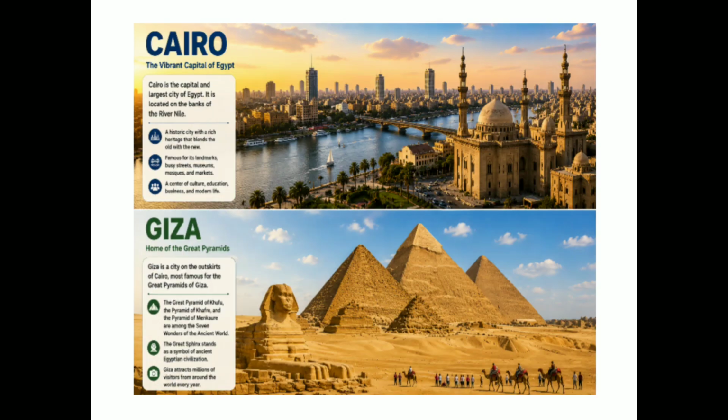Cairo. There are two cities. Cairo is the capital city of Egypt and is situated on the bank of the river Nile, and near Cairo lies Giza, which is famous for its pyramids and Great Sphinx, where millions of tourists visit every year.